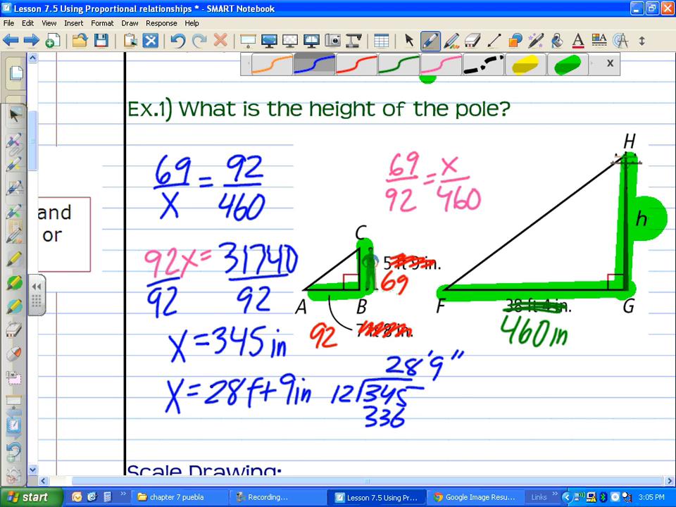Now again, we're going to practice more of this in class, preferably trying to find different heights outside of our classroom.